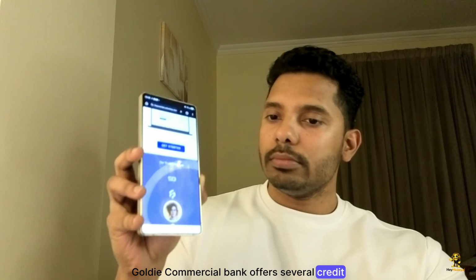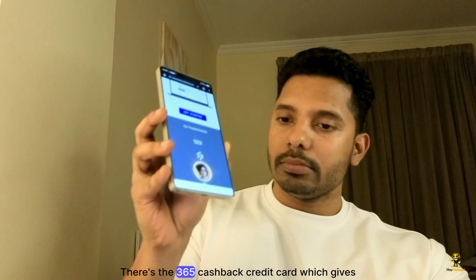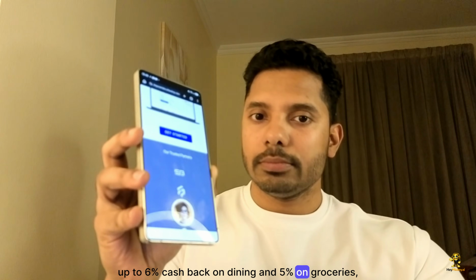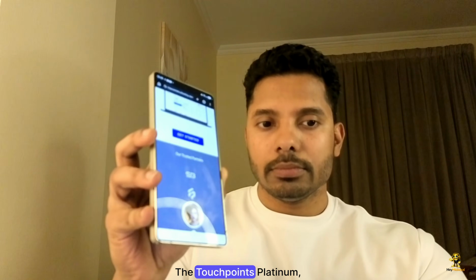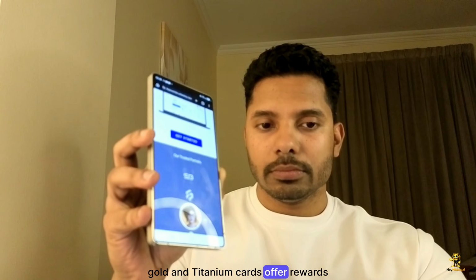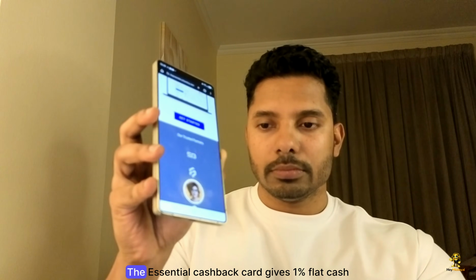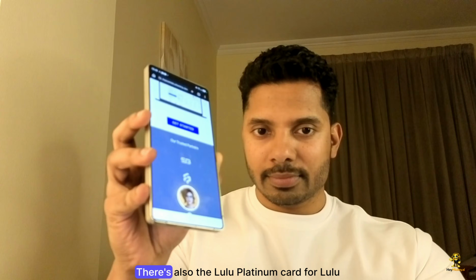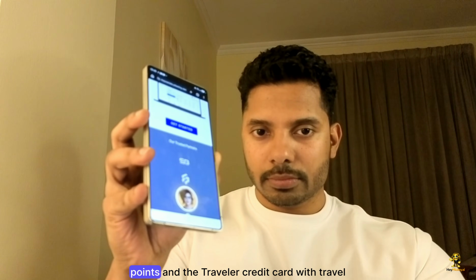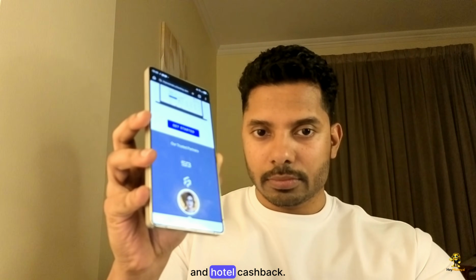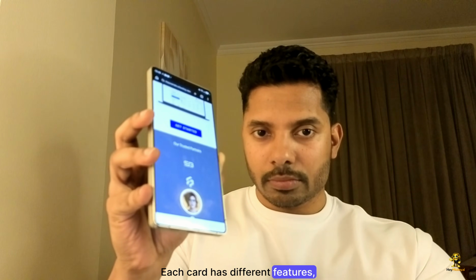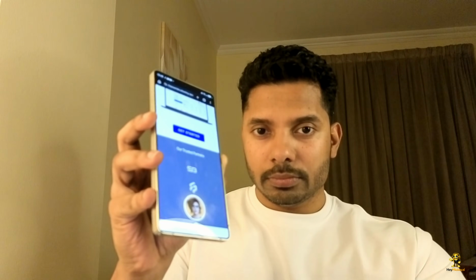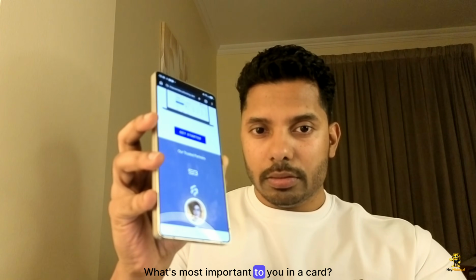Commercial Bank offers several credit cards, each with its own perks. There's the 365 cashback credit card, which gives up to 6% cashback on dining and 5% on groceries, plus other categories. The Touchpoints Platinum, Gold, and Titanium cards offer rewards and movie ticket deals. The Essential Cashback card gives 1% flat cashback and is free for life. There's also the Lulu Platinum card for Lulu points and the Traveler credit card with travel and hotel cashback. Each card has different features. So if you tell me what you're looking for, like cashback, travel, or rewards, I can help you narrow it down. What's most important to you in a card?